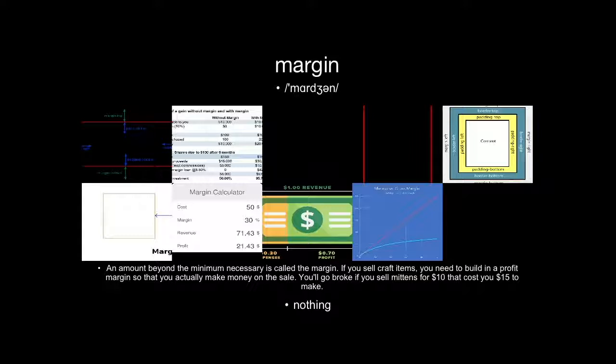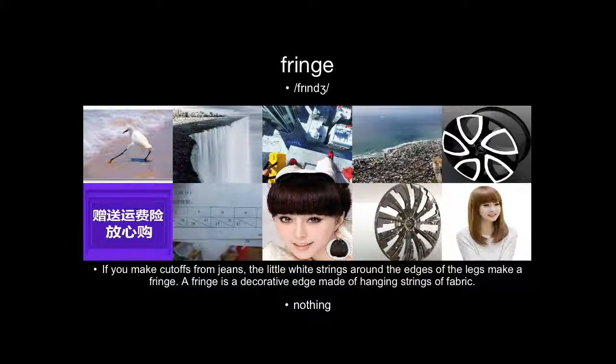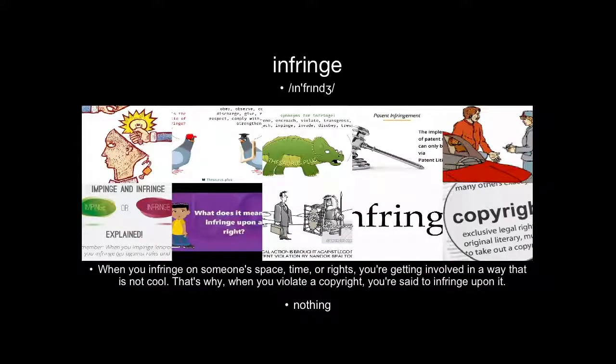Fringe. If you make cutoffs from jeans, the little white strings around the edges of the legs make a fringe. A fringe is a decorative edge made of hanging strings of fabric. Infringe. When you infringe on someone's space, time, or rights, you're getting involved in a way that is not cool. That's why, when you violate a copyright, you're said to infringe upon it.